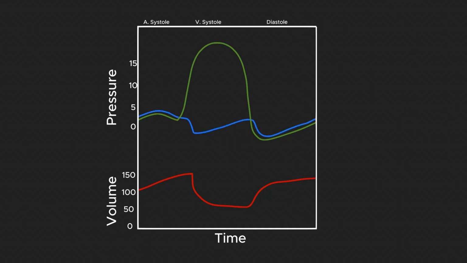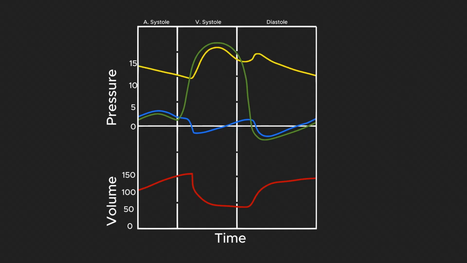Atrial pressure is relatively low, as they cannot withstand much force due to their thin muscular walls. Pressure is highest whilst contracting. Aortic pressure rises during ventricular systole, as blood is moved into the aorta. This then gradually falls as blood is moved through the aorta.